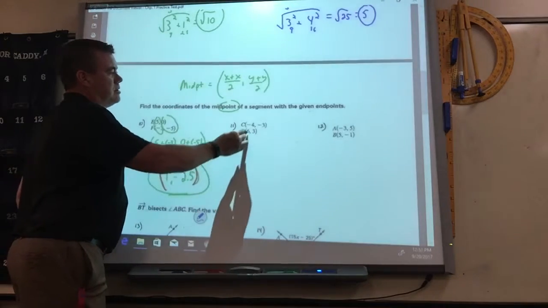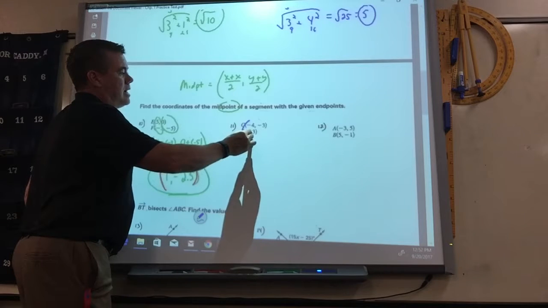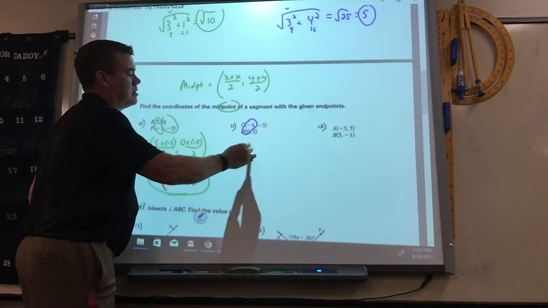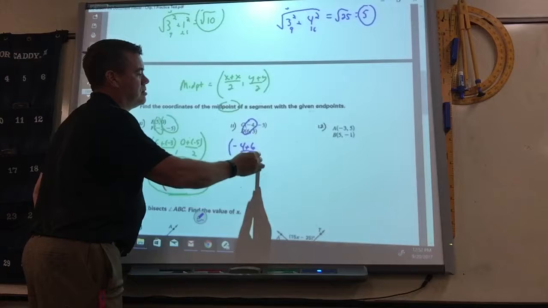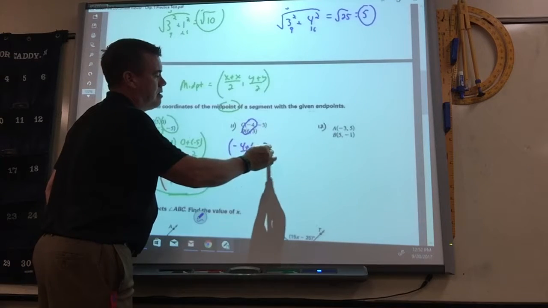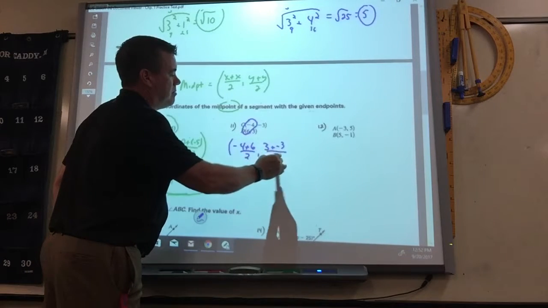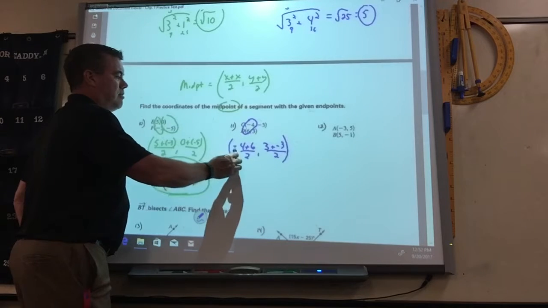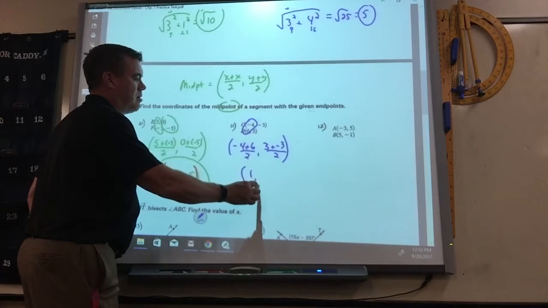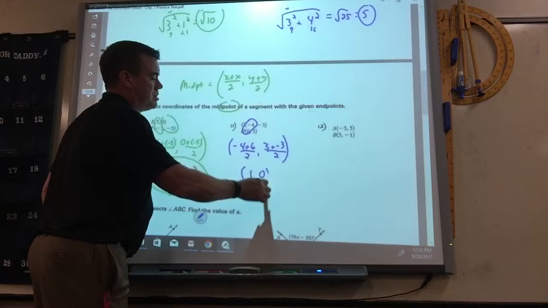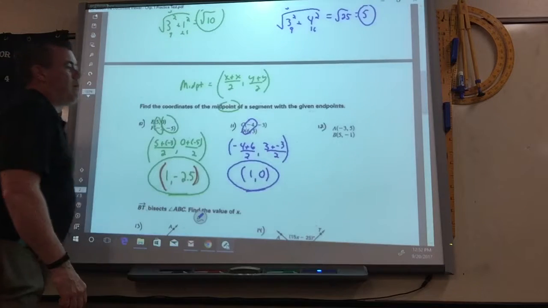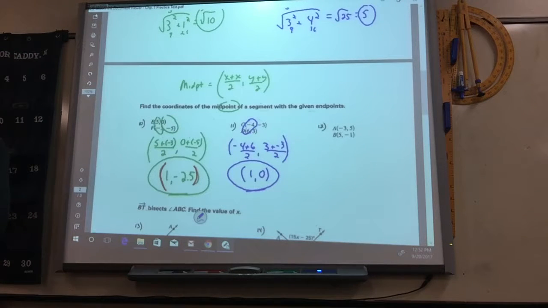So for this one, x plus x divided by 2, y plus y divided by 2 is, that's 2 divided by 2 is 1. 0 divided by 2 is 0. So (1, 0) is the midpoint.